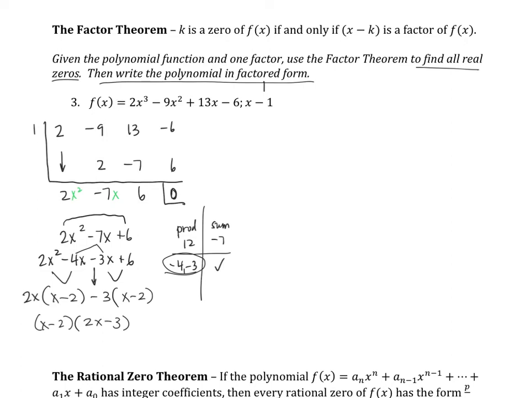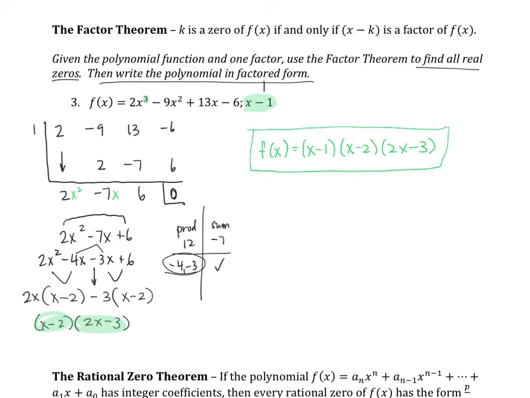So I have this factor, right? So it gave me 2 factors, and then I was told in the beginning that x minus 1 is a factor. Notice my highest exponent is a 3, so I should expect to have 3 factors, and I have all 3. So I can write it in factored form, x minus 1, which was the given factor, and then the 2 factors that I found, x minus 2 and 2x minus 3. So there's my polynomial in factored form.